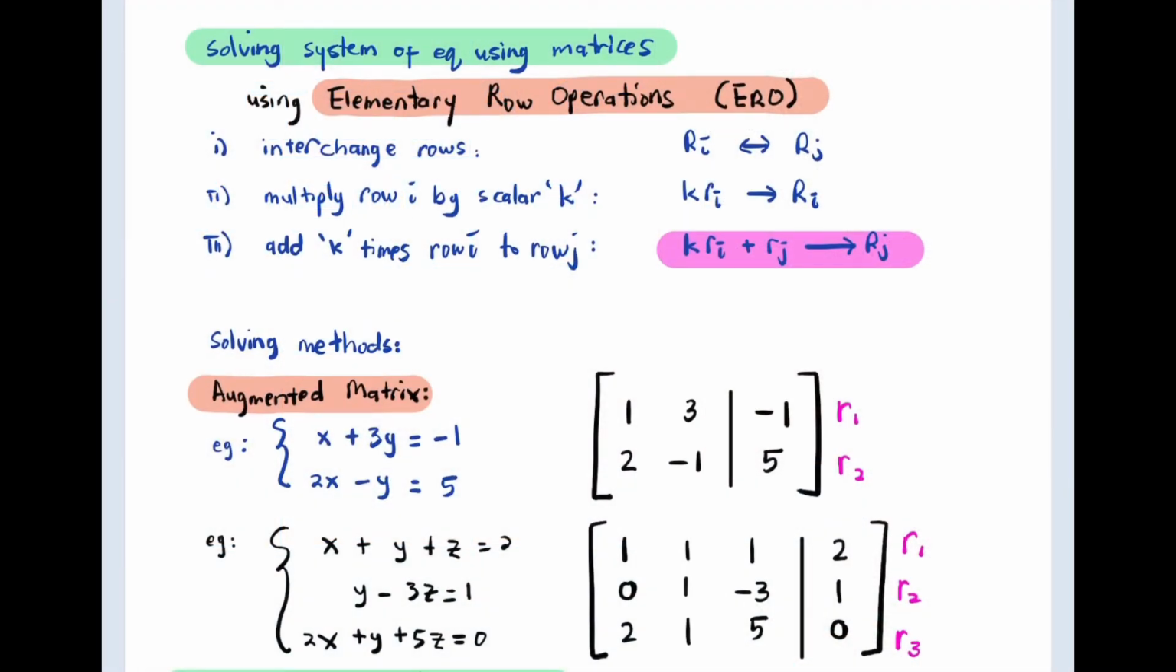Next, let's see solving system of equations using matrix. So let's learn about elementary row operations, or we call it ERO. Okay, so in doing elementary row operations, there are three operations that you can do.